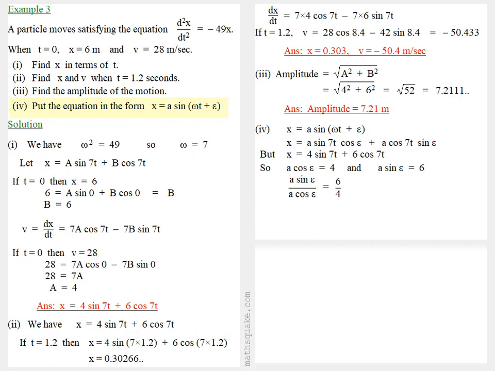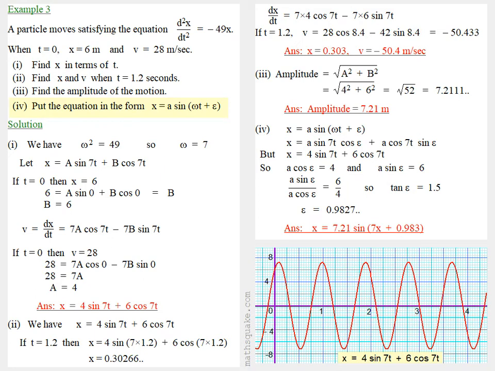So a sine epsilon over a cos epsilon is 6 over 4, or tangent of epsilon is 1.5, which means epsilon is 0.9827 radians. Now we already know that the value of a is 7.211. So our answer is x is equal to 7.21 sine(7t plus 0.983).